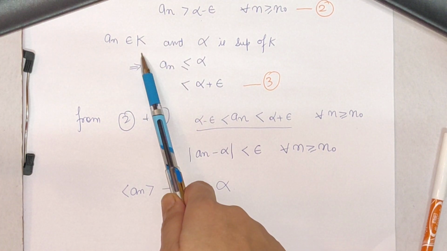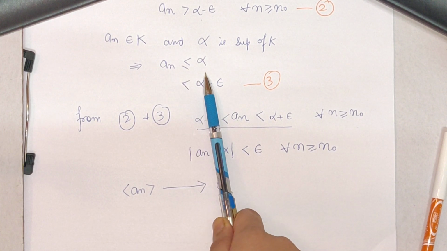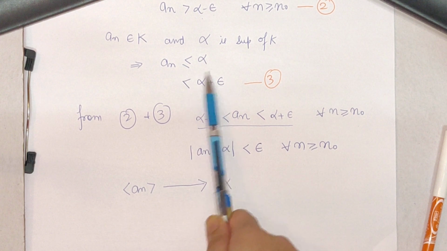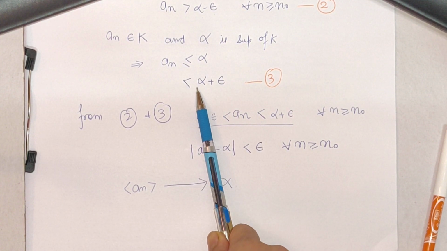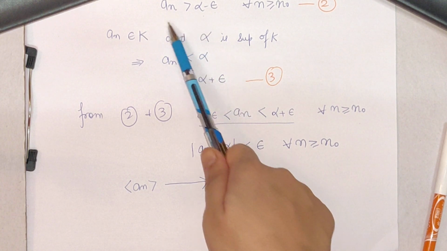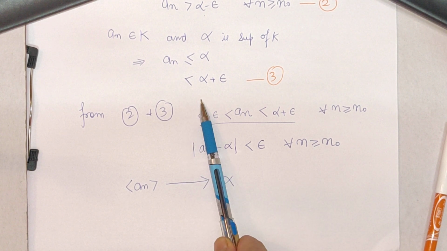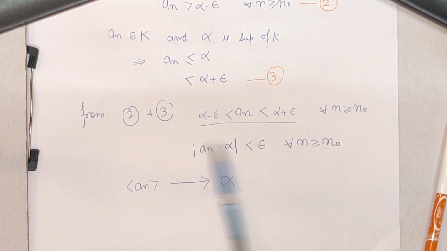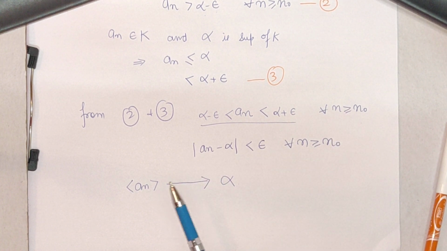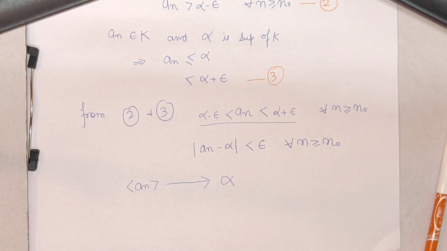An belongs to the set K, alpha is the supremum, so an has to be less than or equal to alpha, and this alpha is less than alpha plus epsilon. So here we have proved an is greater than alpha minus epsilon. Here we have proved an is less than alpha plus epsilon. All this is happening for n greater than or equal to n naught. So we have proved this, which is nothing but showing that sequence an goes to alpha.